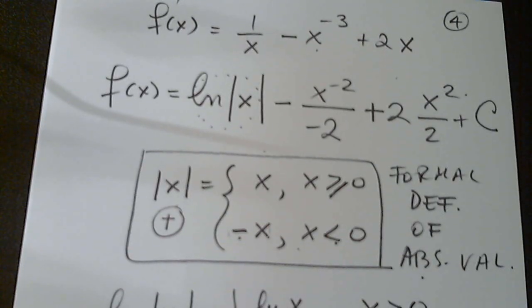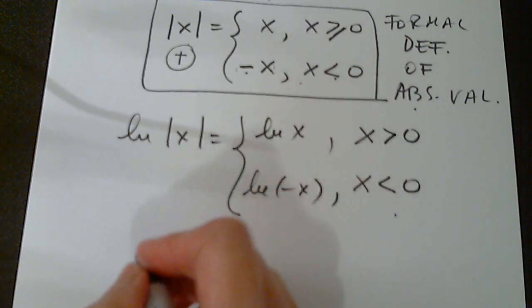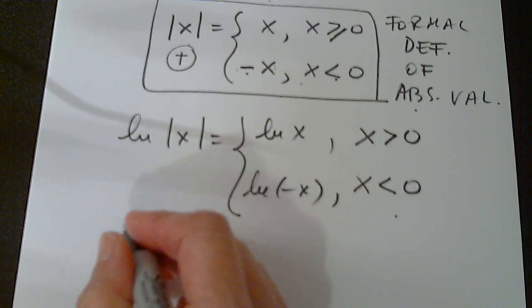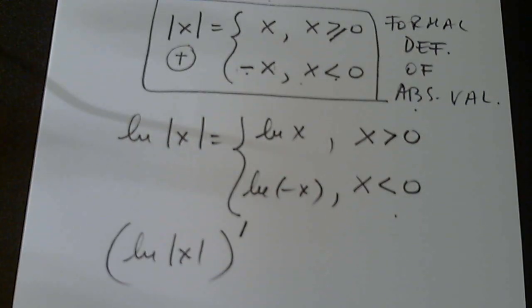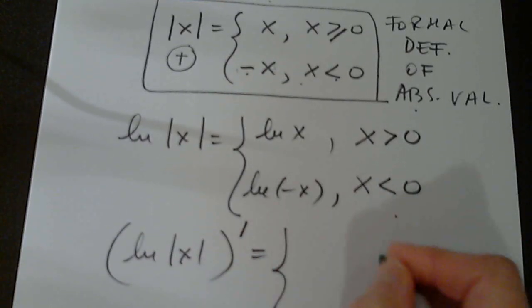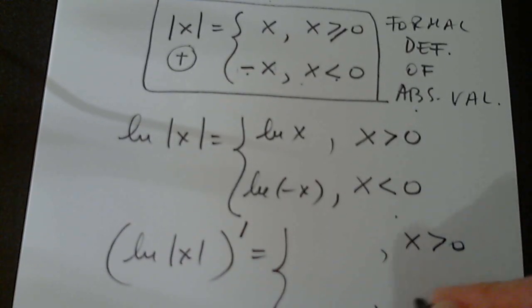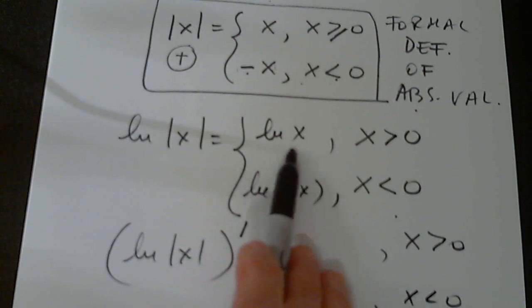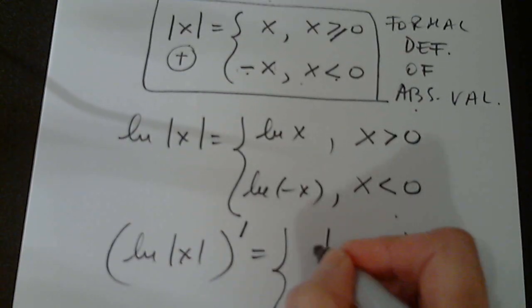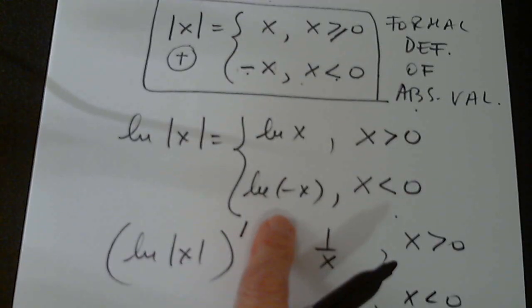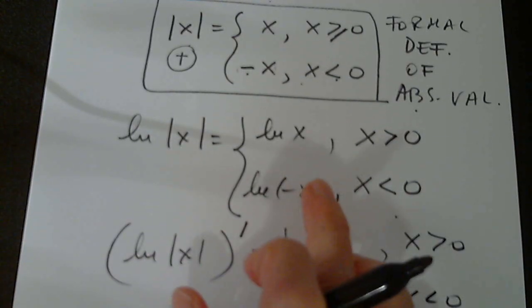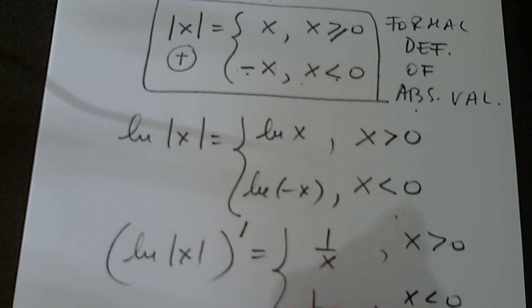Now let's differentiate. I want to find the natural log of the absolute value prime. Fine, no worries. Very easy. Natural log of x prime is 1 over x. Let's think here. Natural log of a function is 1 over that function times the inner function prime. But this is the same thing with 1 over x.